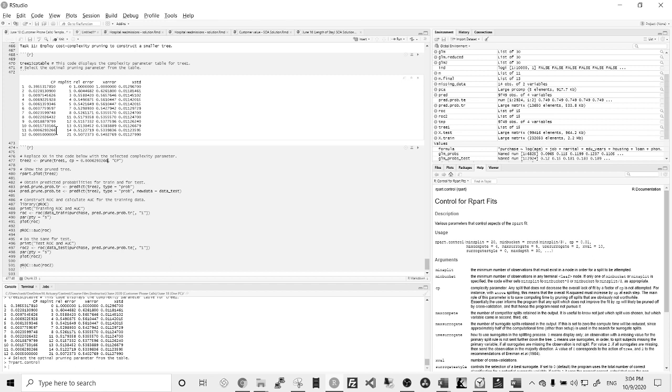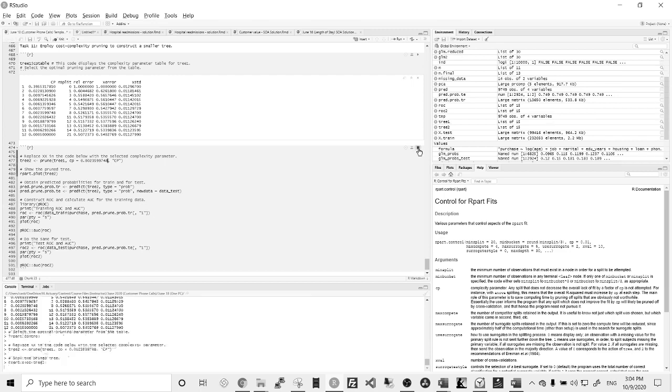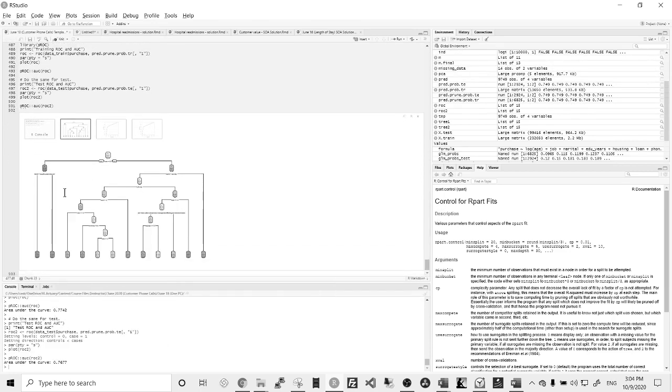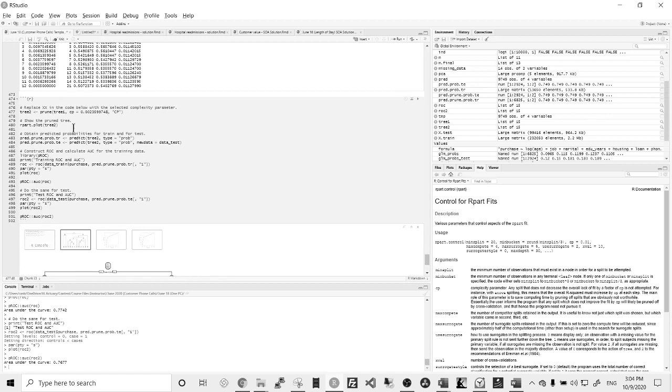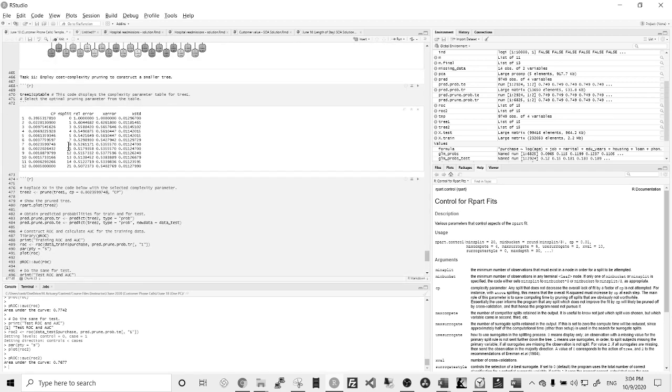Actually, let me try that again. If I use that value, I'll get 14 leaves. So if I use this value, 0.0023, then I would get 8 leaves. And let's check if that's the case. No, that actually doesn't appear to be the case. I see that there are a lot more than 8. Let's try a higher value.